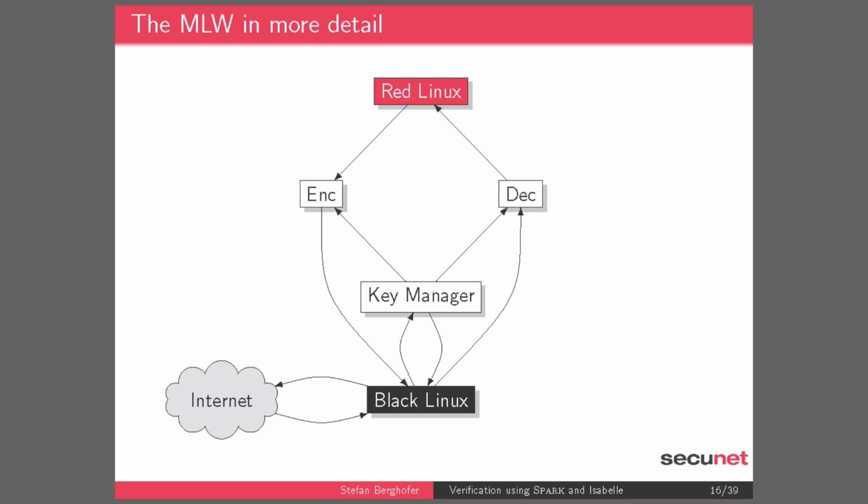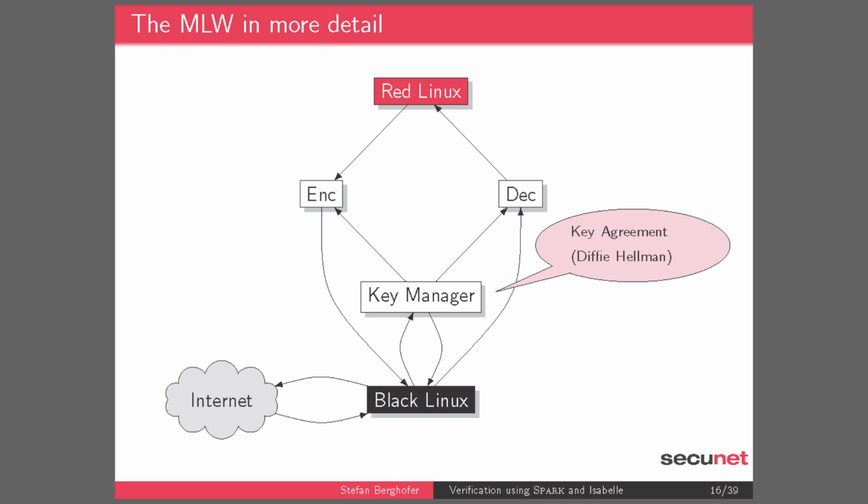For obvious reasons, the red Linux and the black Linux are not directly connected, but all the packets that leave the red Linux have to go through an encryption component and then go into the black Linux, which sends them to the internet. Similarly, all packets that come from the black Linux have to go through a decryption component that then forwards them to the red Linux. These encryption and decryption components must get their keys from somewhere, so that's what the key manager does.